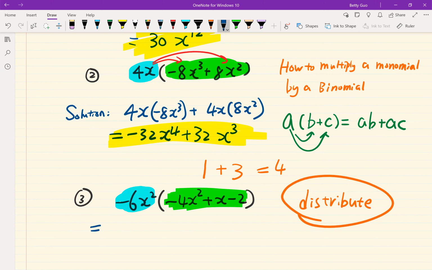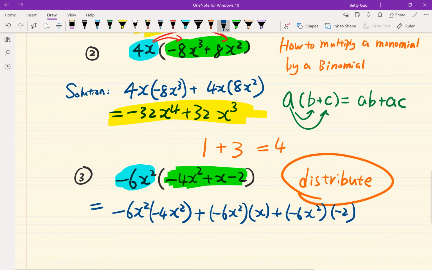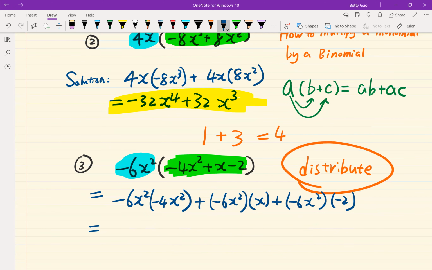Let me show you. We use the blue monomial -6x squared to multiply each single term in the green trinomial, right? You have this multiplied by -4x squared, plus -6x squared times x, plus -6x squared times -2. I don't see you guys have this step. You should, okay? Use the blue monomial to multiply each single term in the green trinomial. You simplify in the next step.